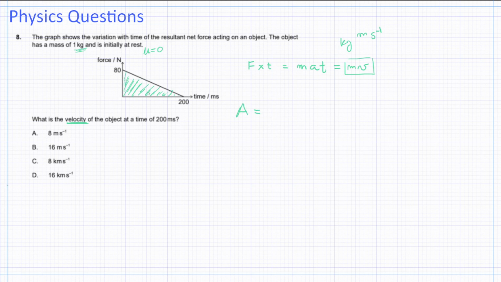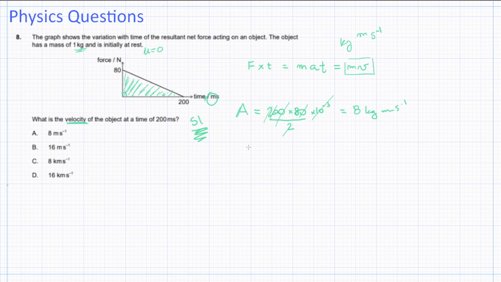Well, it's a triangle, it's a right triangle, so we can just multiply 200 times 80 divided by 2. However, this time is in milliseconds, so I have to multiply this by 10 to the power of negative 3, so I keep everything consistent in our SI units. So if I multiply those, this 10 to the power of negative 3, I can get rid of this 0 and this 0 and this 0, and also I can get rid of this 2. So this is 8. And the unit, as we have found out, would be kilograms meters per second.